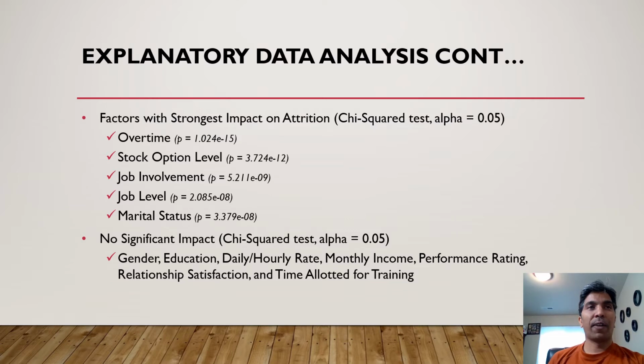Now let us look at the factors that have the most impact on attrition. Overtime, stock option level, job involvement, job level, and marital status were shown to be the factors that have the most impact on attrition. These factors were chosen by using a chi-square test to test for significance with 95% confidence. Variables such as gender, education, daily and hourly rate, monthly income, performance rating, relationship satisfaction, and time allotted for training did not have a significant impact on attrition.